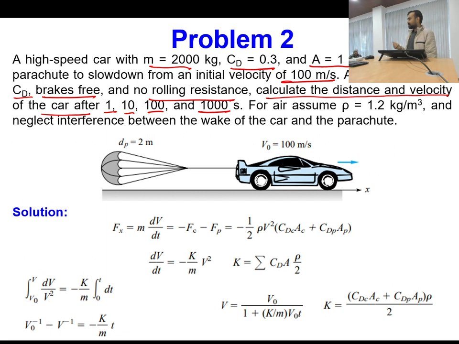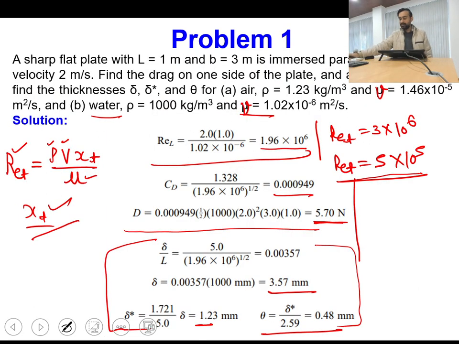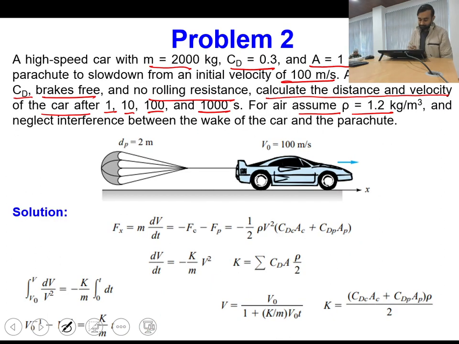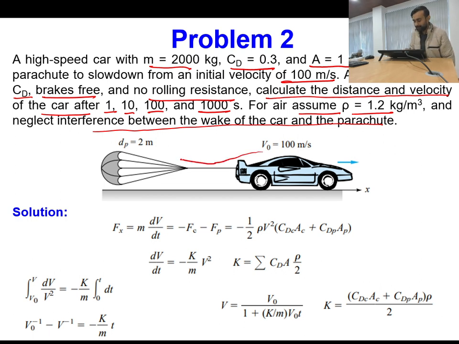And of course, in the surroundings of the car and parachute, we will have air having density 1.2 kg per meter cube, and viscosity should also have been given. So viscosity we can consider from the previous problem, where the value for air is 1.46 into 10 to the power minus 5 meters square per second. So this value will be chosen here as well. And neglect interference between the wake of the car and the parachute. Whatever streamline is coming and interfering with the parachute, that interference we are neglecting. Is this one clear? So how to do this problem?